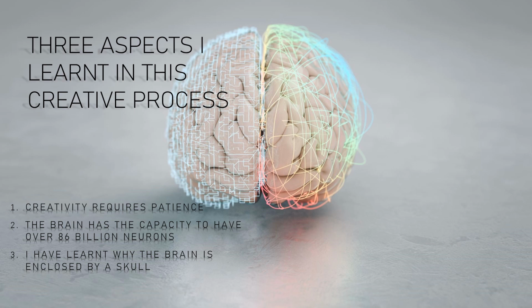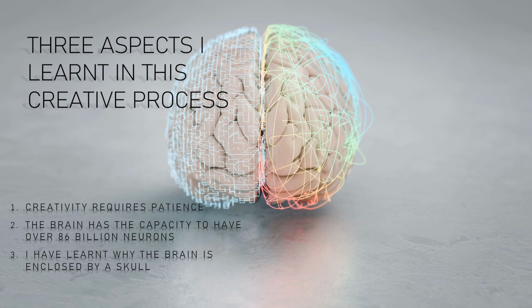When it comes to the three aspects that I have learned in this creative process, at first I would say with the subdivisions of the cerebrum, which are multifunctional, and the cerebellum, which functions in body coordination and body balance, and the brainstem, which functions in gaseous exchange, blood pressure, and the heartbeat rate, I have learned and I am convinced that with these multiple functions that the brain has, it does have the capacity to have over 86 billion neurons.